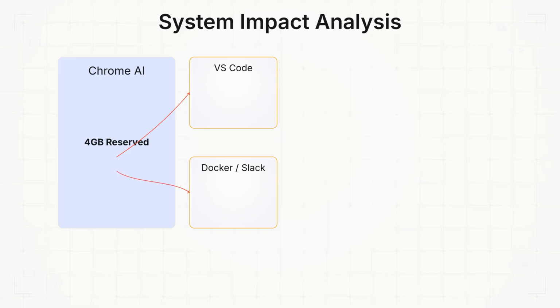In a dense system view, we can see how this affects multitasking. When Chrome grabs that 4 gigabytes, it triggers memory pressure signals to the OS. Your IDE, your Slack client, and your other browser tabs are forced into compressed memory or swapped to the SSD. The irony is that the AI meant to make you more productive actually slows down the rest of your workflow by starving your applications of physical RAM.